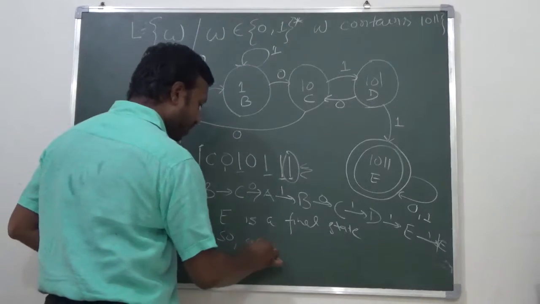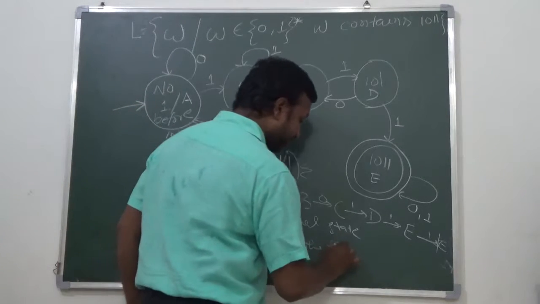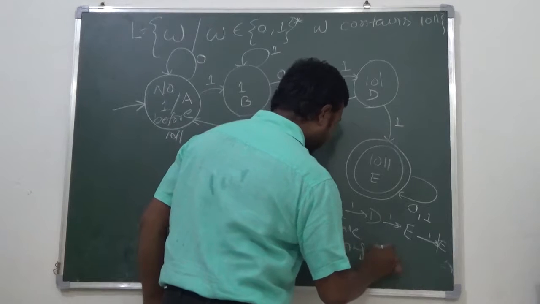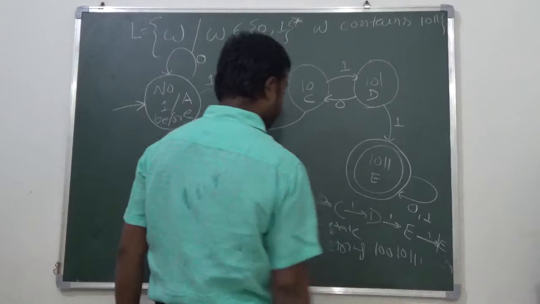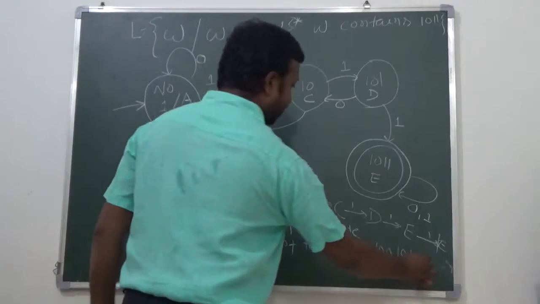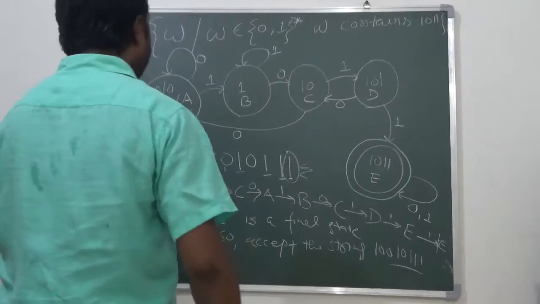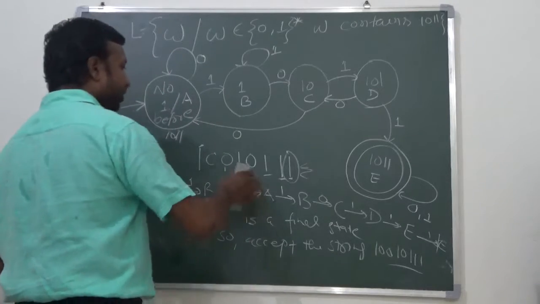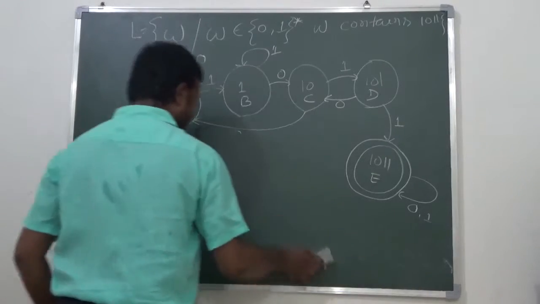So accept the string 1 0 0 1 0 1 1 1, right? So we are going to accept it. Okay. Similarly, we can test that some of the strings which are not containing 1 0 1 1 are rejected by this machine. Okay.